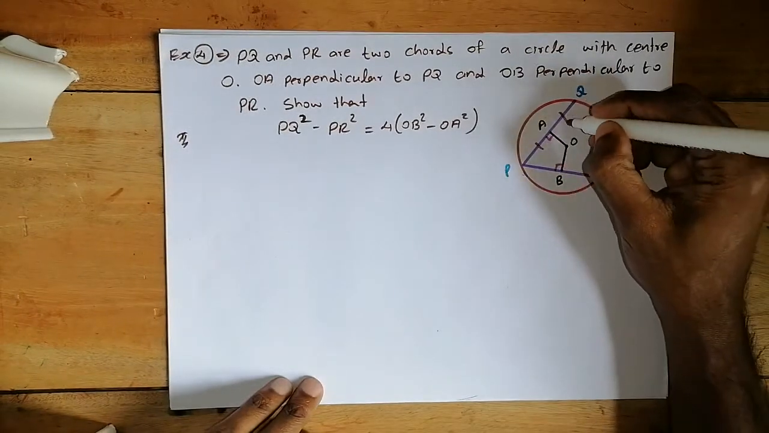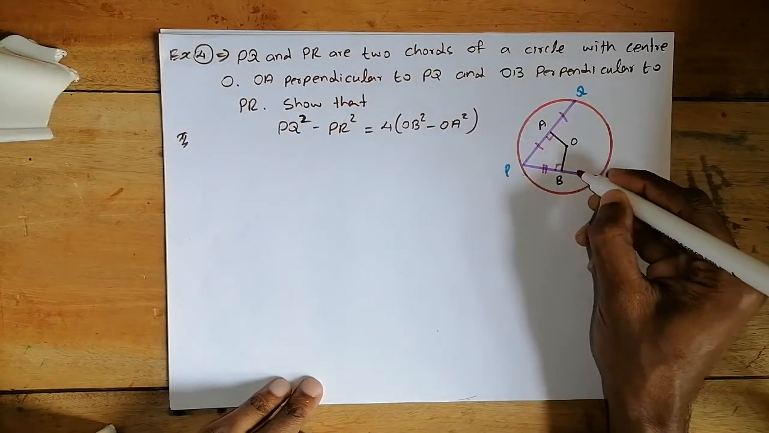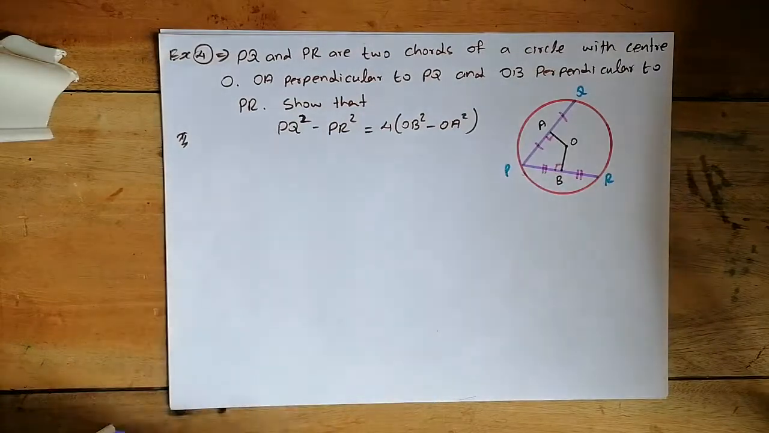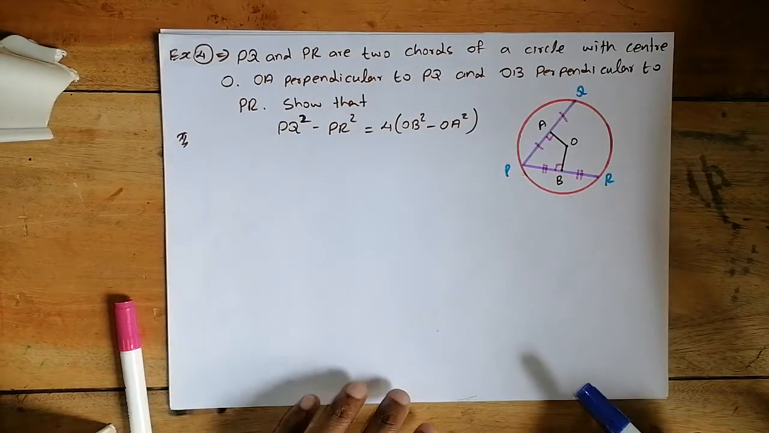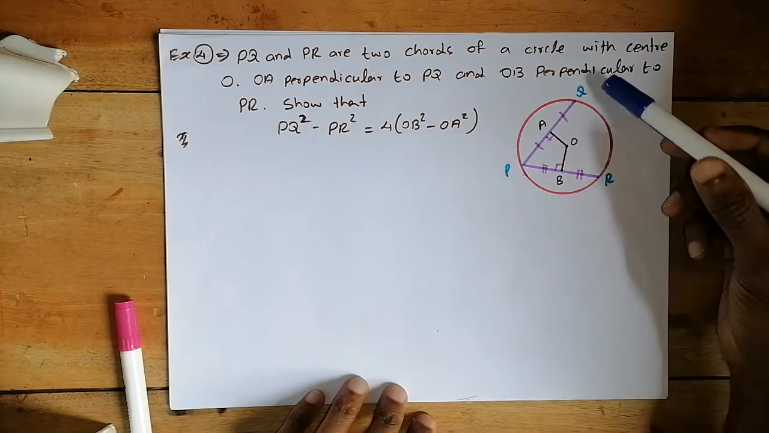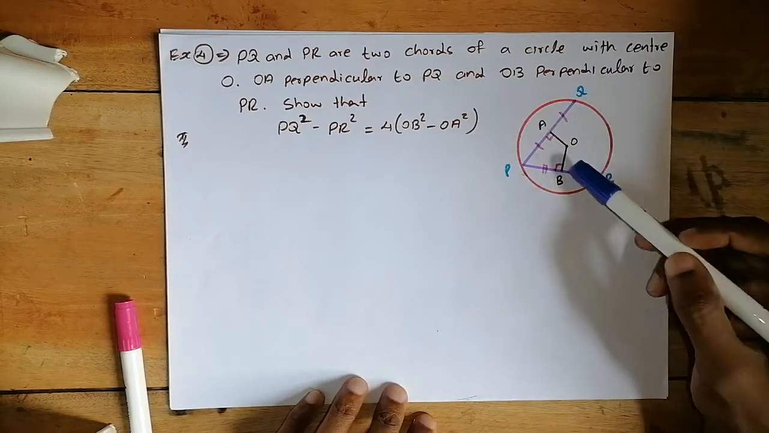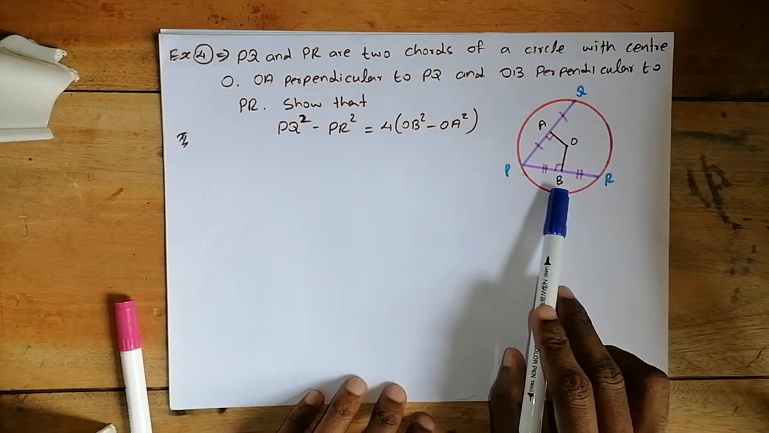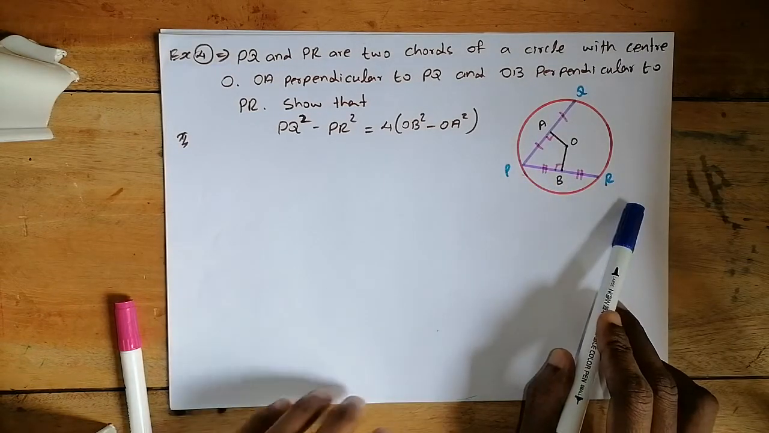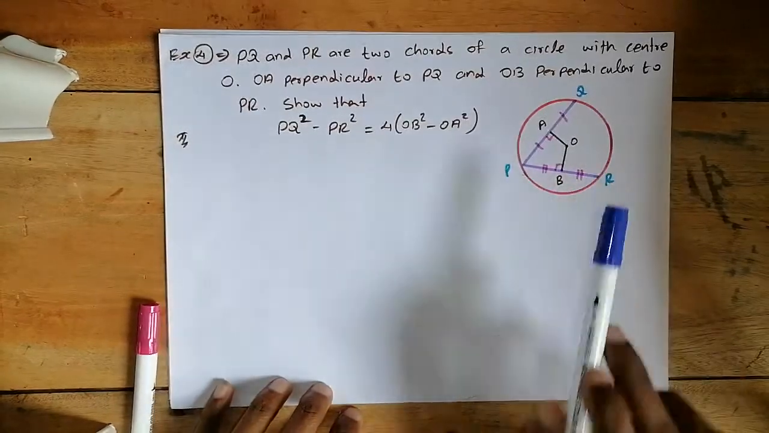So we'll mark the result. We just mark the result and we need to prove it. Okay, with our converse theory, PQ is bisected by OA. A is the midpoint of PQ. Similarly, B is the midpoint of PR. So that's what we marked here.